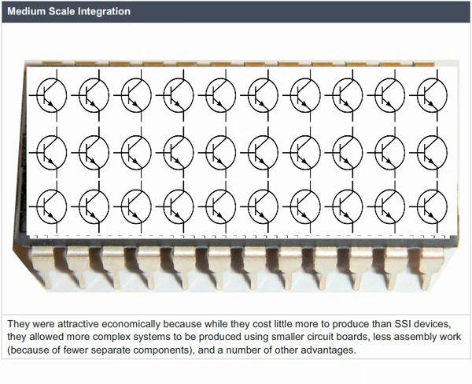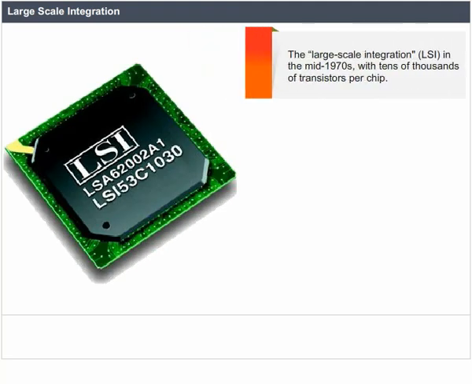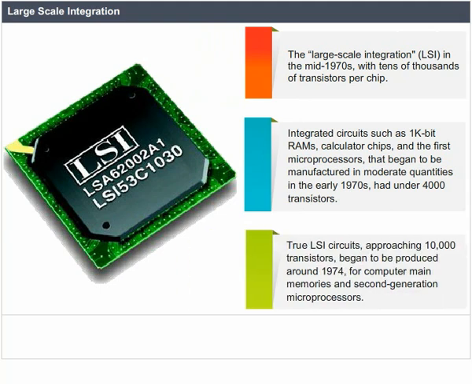Large scale integration. Large scale integration, LSI, arrived in the mid-70s with tens of thousands of transistors per chip. Integrated circuits such as 1K bit RAMs, calculator chips, and the first microprocessors, which began to be manufactured in moderate quantities in the early 1970s, had under 4,000 transistors. True LSI circuits approaching 10,000 transistors began to be produced around 1974 for computer main memories and second generation microprocessors.